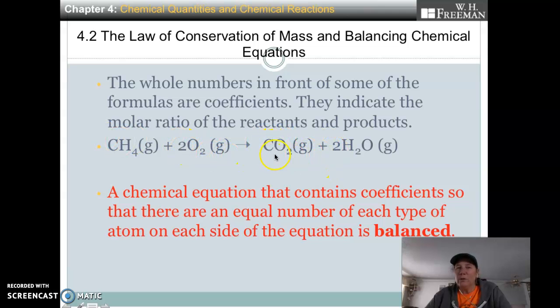Don't ever change numbers here. Don't change the coefficients. I mean the subscripts, excuse me, because now you're making a compound that's different than what was actually involved in the equation.